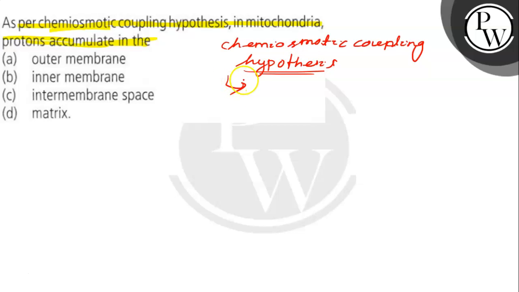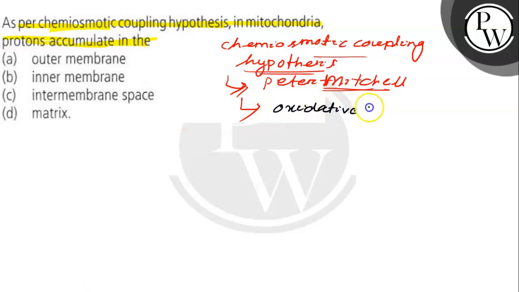So this is proposed by Peter Mitchell in 1961 to 1966 in between. He got the Nobel Prize in 1971 for this hypothesis, that is the chemiosmotic coupling hypothesis. This is the widely accepted theory for oxidative phosphorylation.